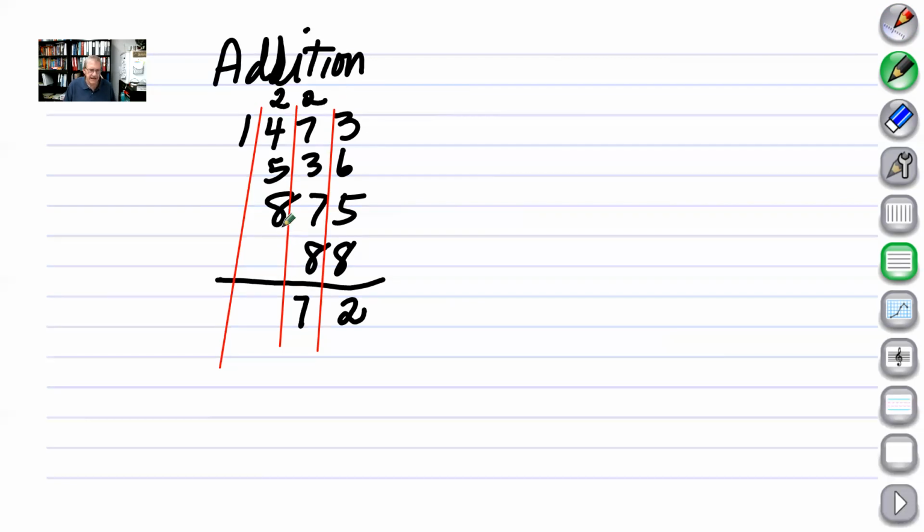So now we're going to add these numbers together. 8 and 5 is 13, 17, 19, carry the 1, 2. Say it, 2,972. Put the comma in there.